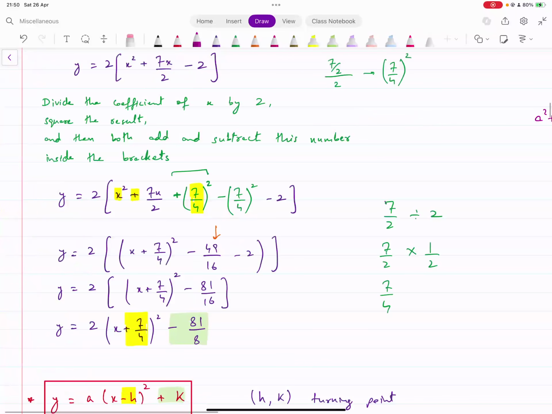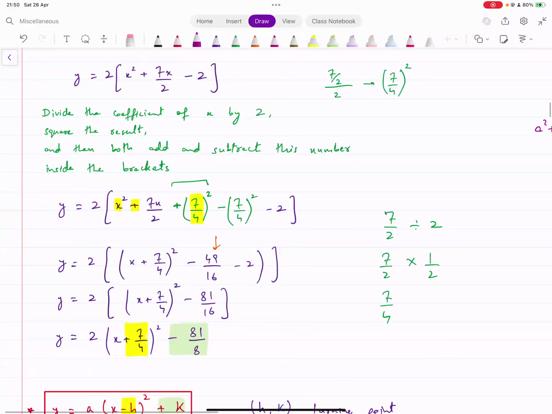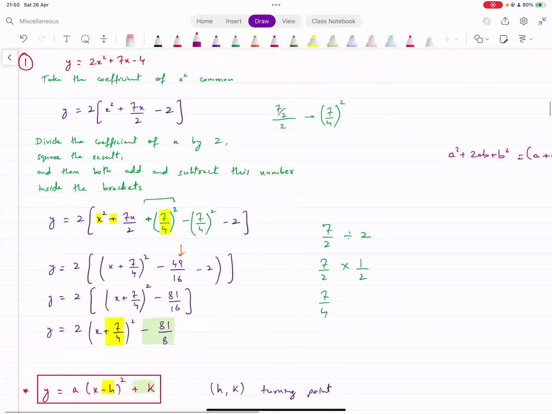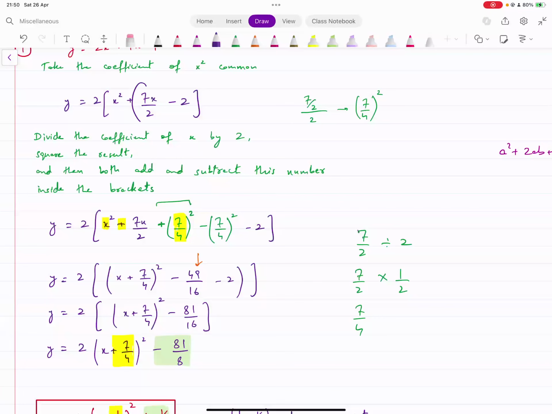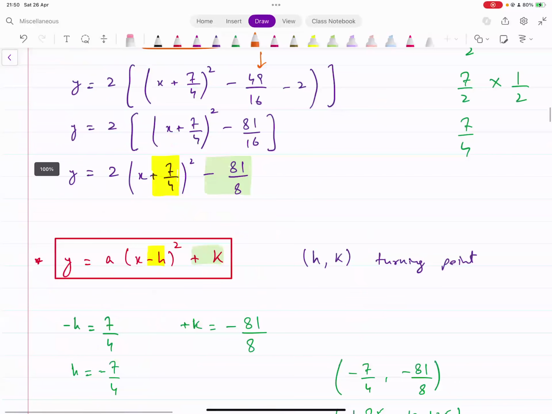Now, if you want to use this method, that's what you do. You take the coefficient of x squared common outside, and then you divide the coefficient of x by 2, square that, both add and subtract that inside the bracket, and then you get a perfect square from these first 3 terms, and then you simplify everything, and you get that result. Now, this is the standard form that we've got, a into x minus h whole square plus k, right?